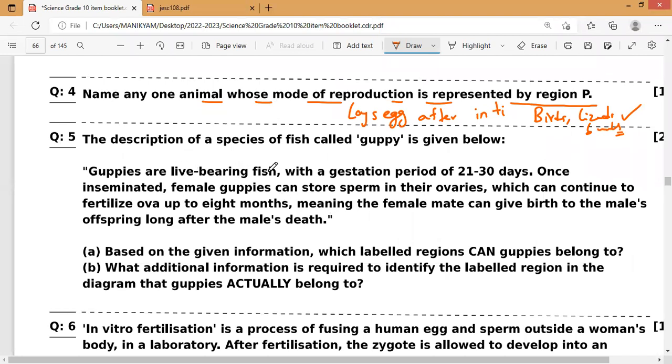Next, the description of a species of fish called guppy is given below. Guppies are live-bearing fish with a gestation period of 21 to 30 days. What do you mean by gestation period? Anybody? This word is not in the NCERT, but I told you, though they have asked it in a different manner in NCERT. What do you mean by gestation? Yes, it is the time taken to develop a baby inside a mother's body. Is it yes or no? That is what we call gestation.